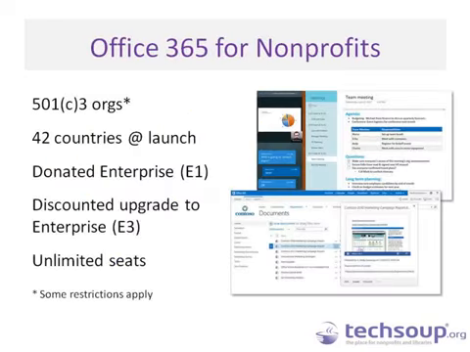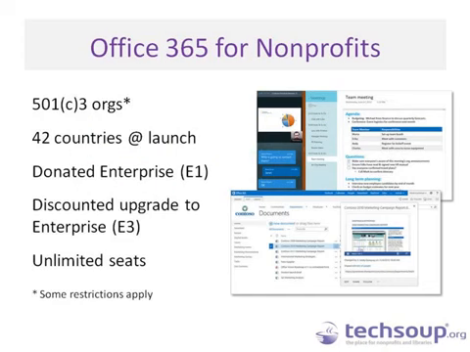And then you'll be able to check and see if your country is currently eligible and when it will be eligible. So really, what the offer is, there's two big offers. There's Donated Enterprise, which is called E1, and a discounted upgrade to Enterprise 3, with unlimited seats. So if your organization is 3 people, 10 people, 3,000 people, it doesn't matter. Unlimited seats for both of those.